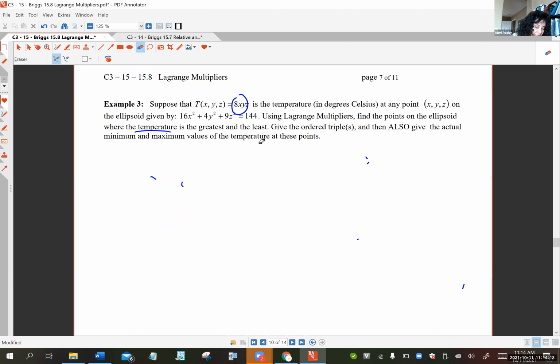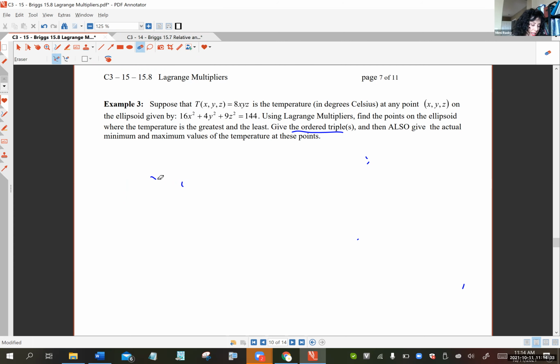Cool. Can you get a max and a min? Yeah, you can. And we're going to find all the critical points and then figure out which critical points give a max and which give the min. This is a little bit tricky of a problem, but it's fun. You'll love it.